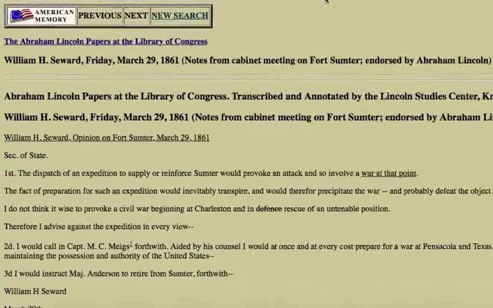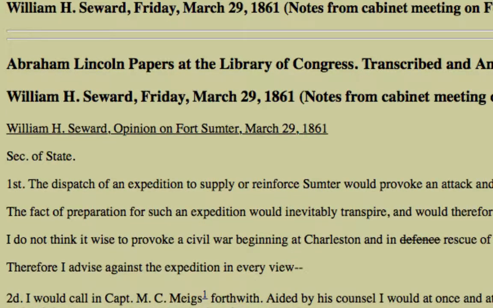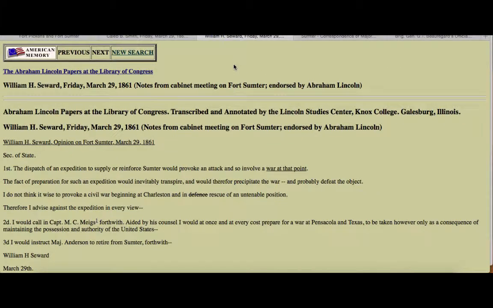You also have this statement from another member of the cabinet, William Seward. So the students could read these two and they could contrast them. They could say, well, what did these different members of the cabinet believe? How did they argue? What did they think should be done? And why did they think it should be done that way?